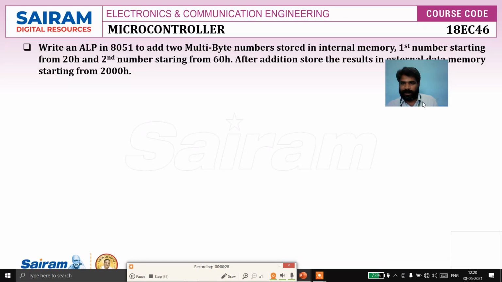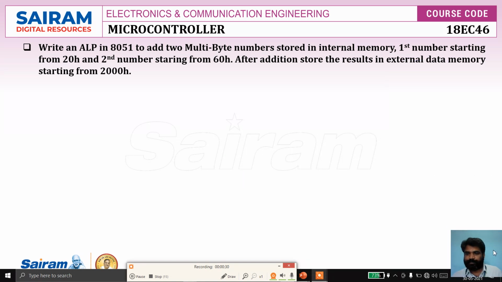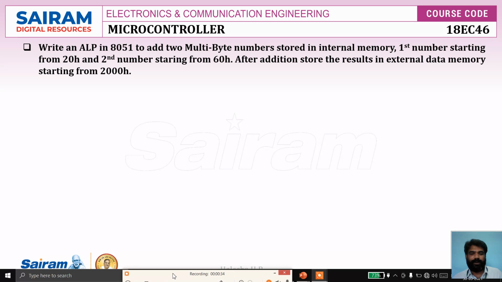Let's consider an example. Write an ALP in 8051 to add multi-byte numbers. Remember, multi-byte means more than one byte. So 2 bytes also can be considered multi-byte, or 3 bytes, or 4 bytes, anything. The multi-byte numbers are stored in the internal memory.